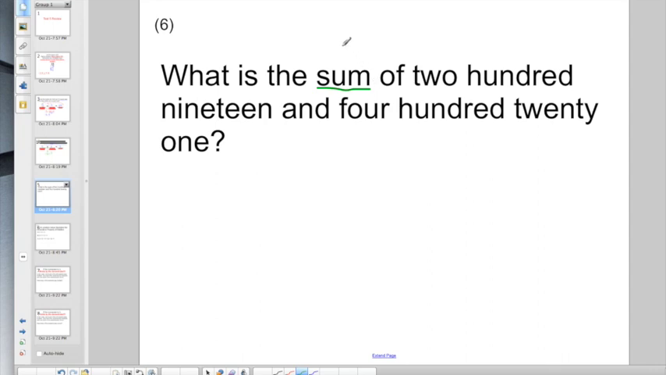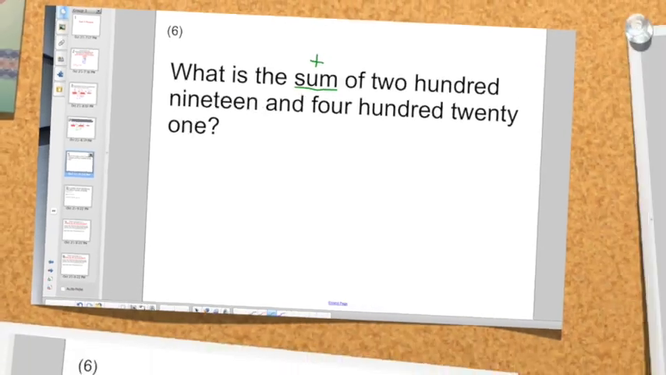You can always look in the back of your book. This is a test. Take the extra 2 minutes. If you're not sure, that sum means the answer when you add. So then you would just have to add 219 and 421. I don't think I need to go and review that though right now, so I'm going to move on.